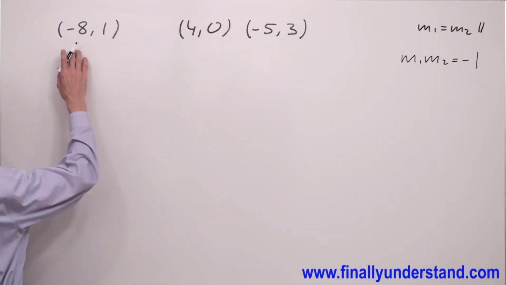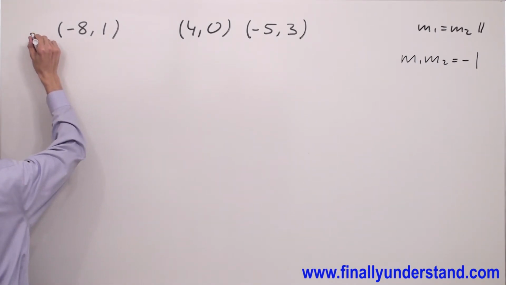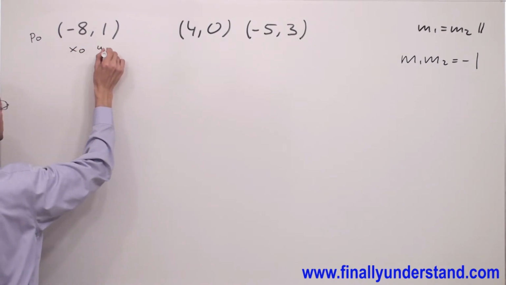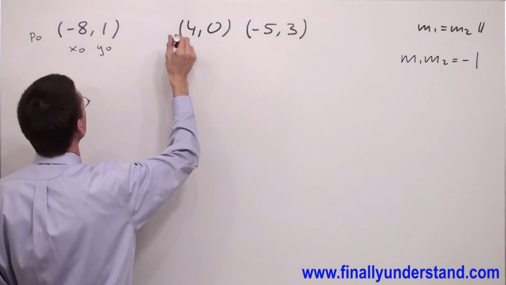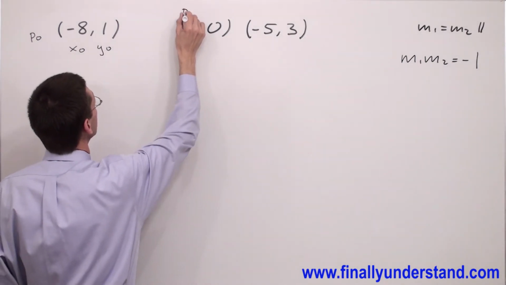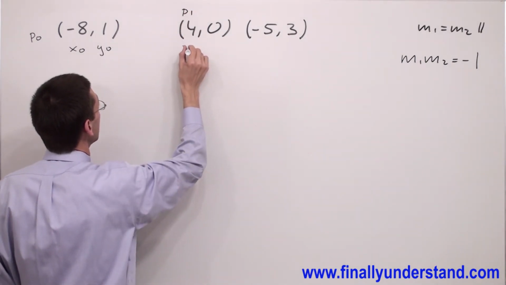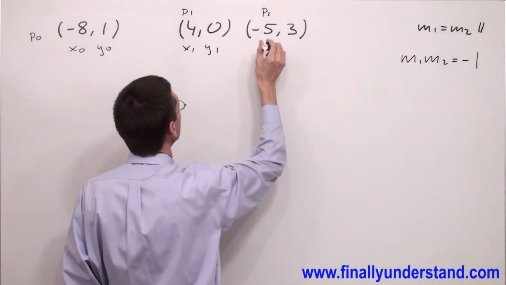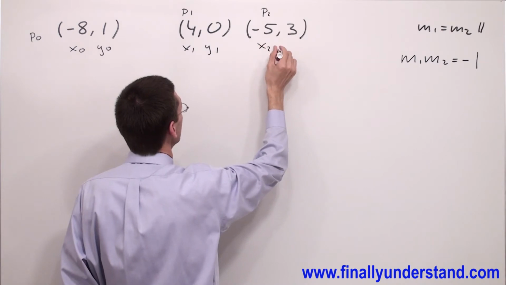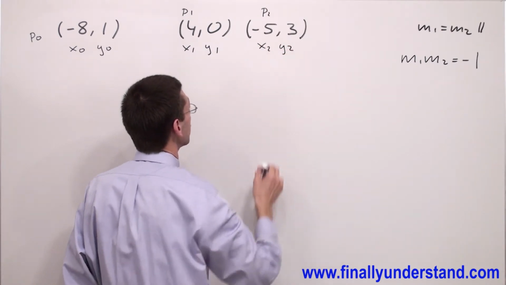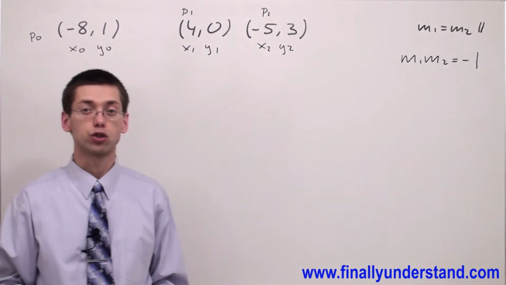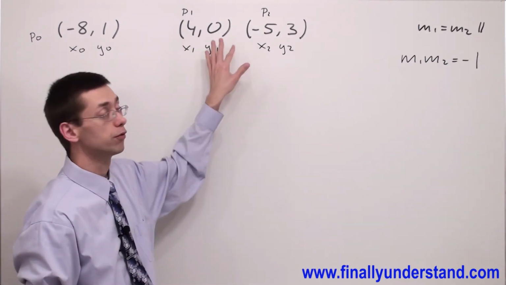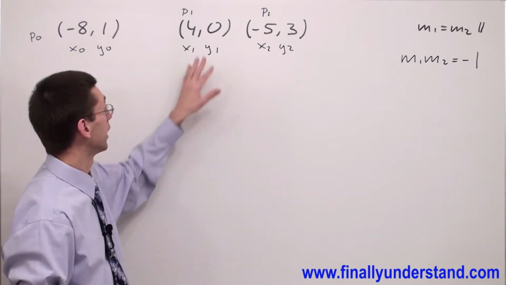I'm going to call this point P0. This is going to be my x0 and this is going to be my y0. This is going to be my point P1, and this is my x1, y1. This is my point P2, and this is x2, y2. We're supposed to start solving this problem from finding the slope of this line which will pass by these 2 points.